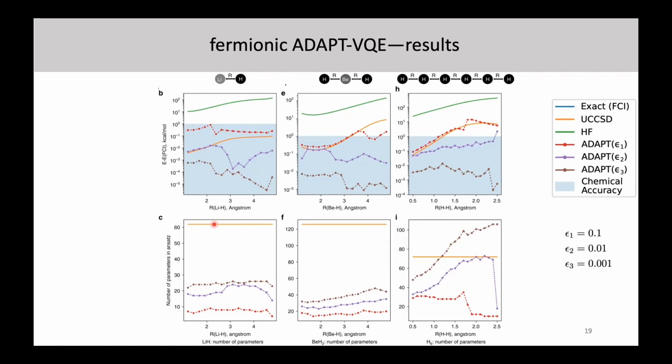It's not tailored to the problem at hand, aside from symmetries. And so it always has the same number of parameters regardless of what the bond distance is, whereas ADAPT adjusts itself depending on what the bond distance is.